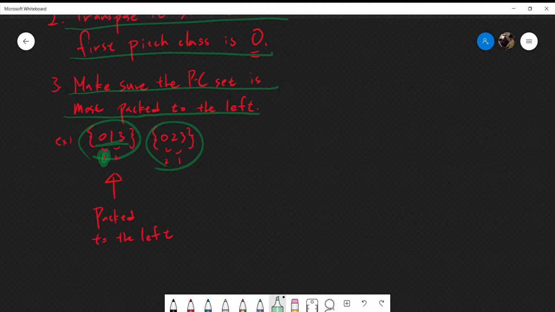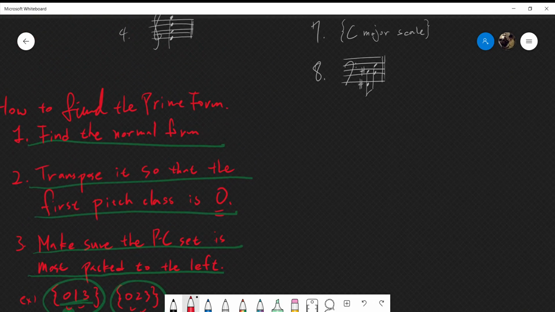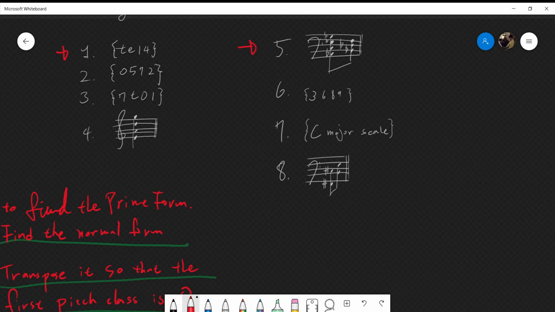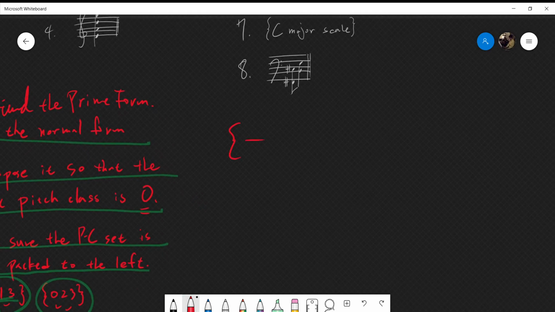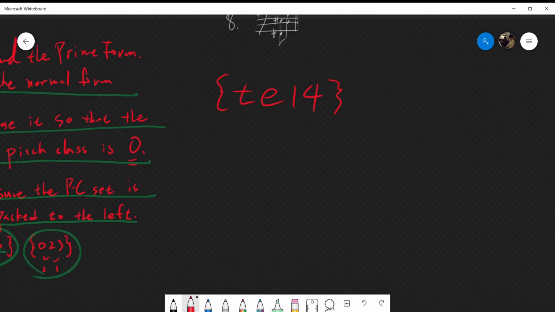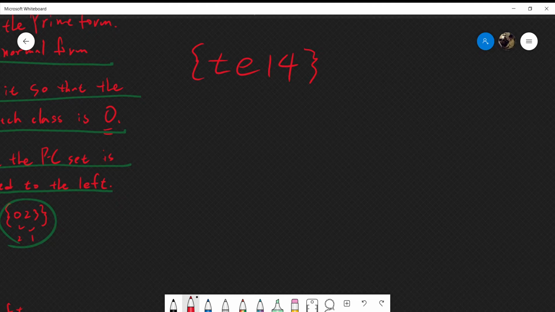Okay, so with that in mind, let's do number 1, TE14. Let's first figure out whether this is a normal form or not. I feel like this is in normal form, but let's just make sure. 1, 2, and 3, right? Yeah, and then 4 to 10 is how far? It's 6. So we are leaving out the largest interval on the outside, so this is the most compact form.